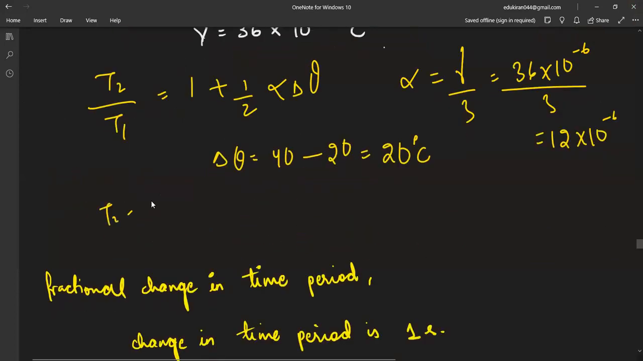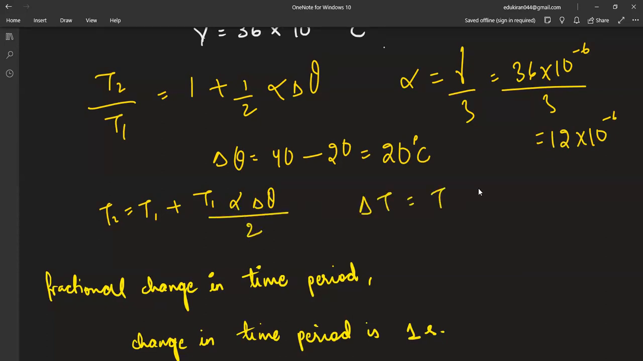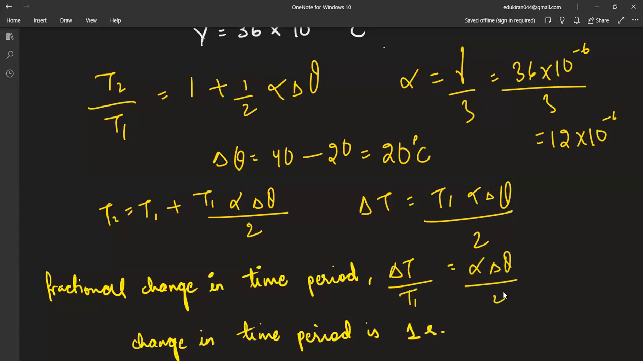Now see, T2 is equal to T1 plus T1 alpha delta theta by 2. This is the formula which you will use. And directly you can use T1 alpha delta theta divided by 2. This will give you the change in time. If fractional change in time period is asked, then you calculate delta T by T1, which is alpha delta theta by 2. This is a formula based derivation only. This will help you solve many questions similar to time period.